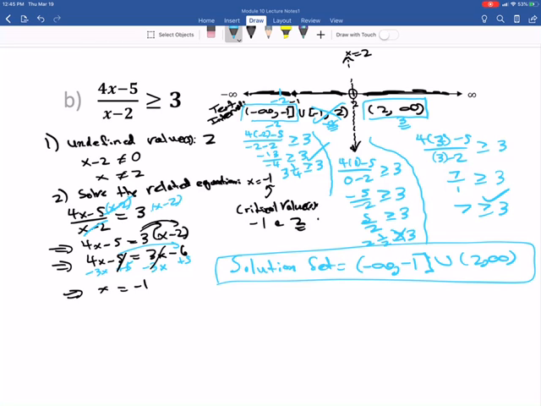So again, we've solved a rational inequality, finding those critical values, setting up the test intervals, picking a test value, and testing them in the original inequality. Hope that helps.